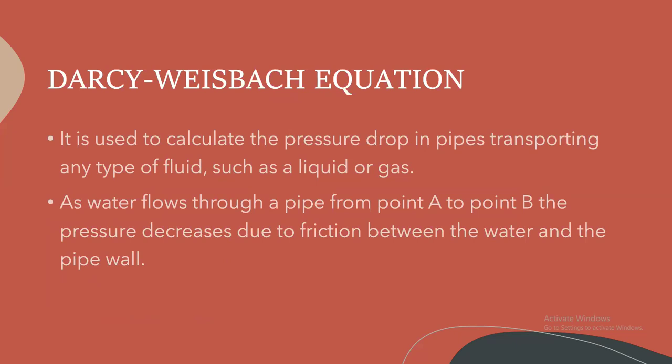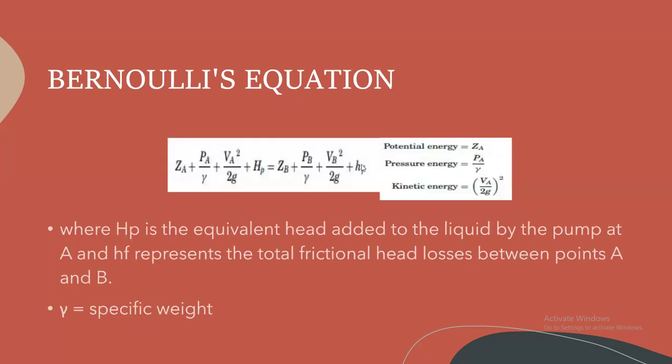So what is the Darcy-Weisbach equation? It is used to calculate the pressure drop in pipes transporting any type of fluid, such as liquid or gas. So we use this Darcy's equation to calculate this HF. And why calculate this HF anyway? Remember, we want to size our pump. I mentioned when we started the presentation, we want to size this HP. How much head should our pump have?